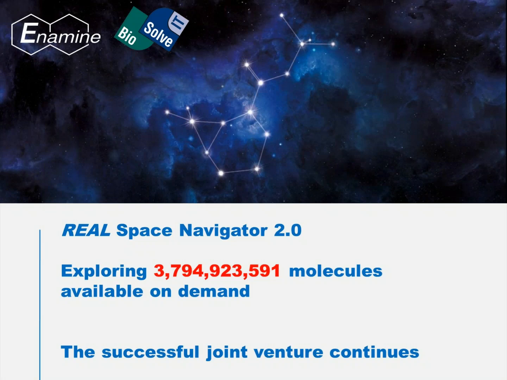Today we'll be talking about REAL Space Navigator version 2. That's basically what we've made in the last months. And if you are aware of version number 1, you probably see that this version has much more molecules, like 6 times more molecules than the previous one.